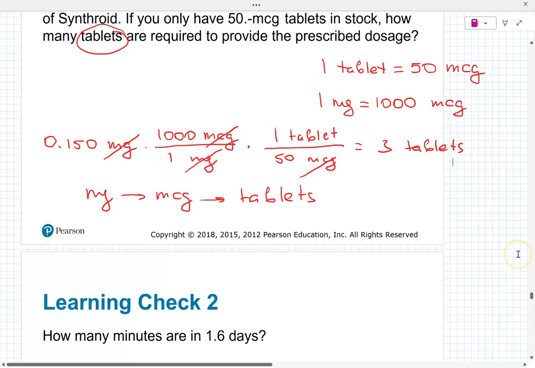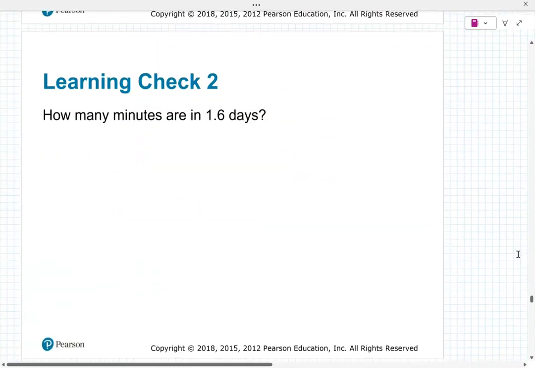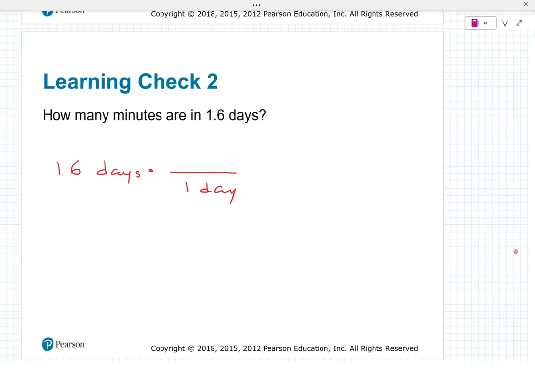Okay? Now, here, minutes in 1.6 days, right? So we have to go from days to minutes. Let's do it. What do you want to do first? You want to go from days to what unit? Hours. What goes in the bottom? Day. How many hours? 24. It's the second factor. You go from hours to minutes. What's in the bottom? 1 hour. 60 minutes.